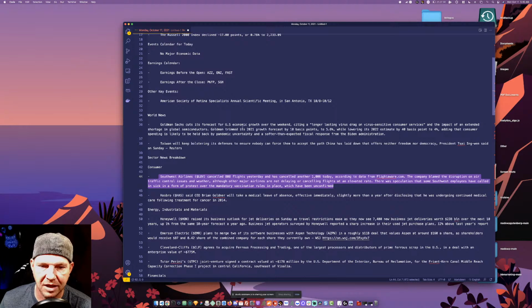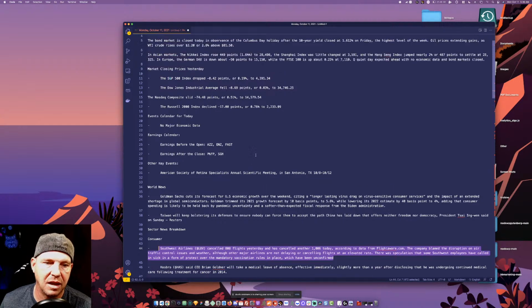Okay. Let's see. Goldman Sachs cut its forecast on U.S. economic growth over the weekend, citing longer-lasting virus drag on virus-sensitive consumer services and the impact of an extended global semiconductor shortage. Goldman Sachs trimmed its 2021 growth forecast by 10 points to 5.6, while lowering its 2022 forecast by 40 points to 4%. So Goldman Sachs provided lower guidance. Little bit sketchy on that.